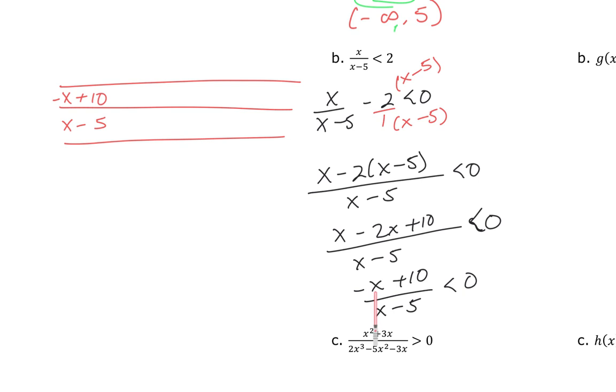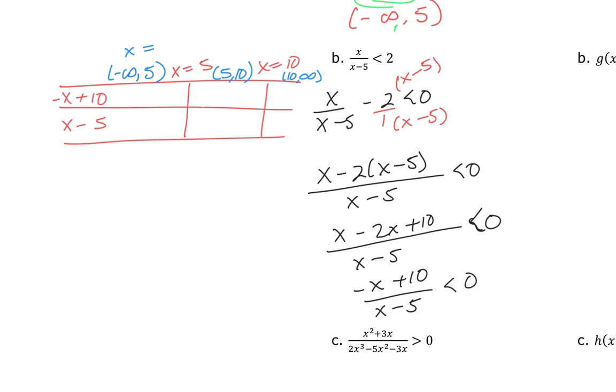This factor, negative x plus 10, is going to produce 10. And this factor, x minus 5, is going to produce 5. So the two places I'm caring about are when x is equal to 5 and when x is equal to 10. This interval is from negative infinity to positive 5. This is from 5 to 10. And this is from 10 to infinity.